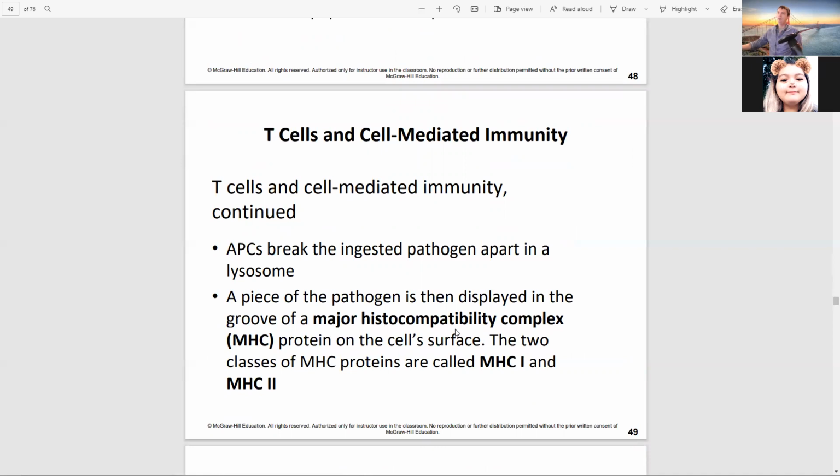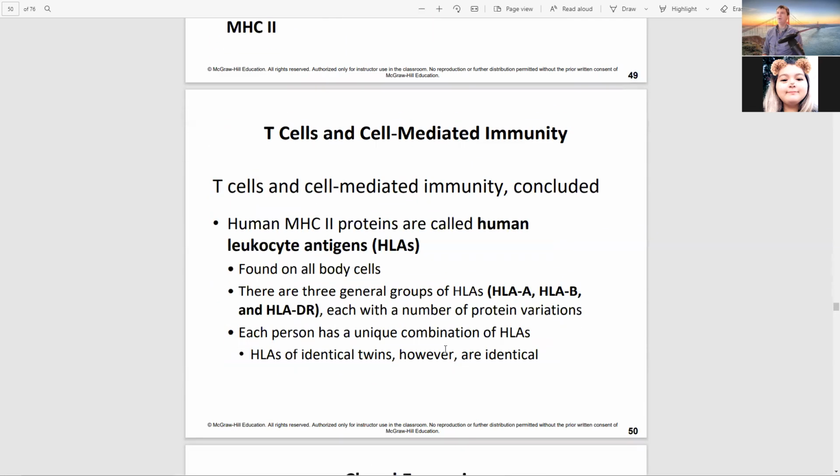So T cells and cell-mediated immunity. APCs break the ingested pathogen apart in a lysosome. A piece of the pathogen is then displayed in the groove of a major histocompatibility complex, or the MHC, protein on the cell surface. The 2 classes of MHC proteins are called MHC1 and MHC2. So T cells and cell-mediated immunity concluded.